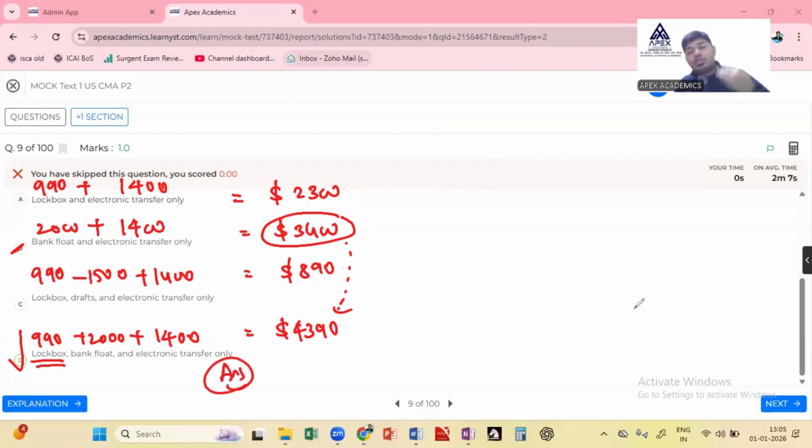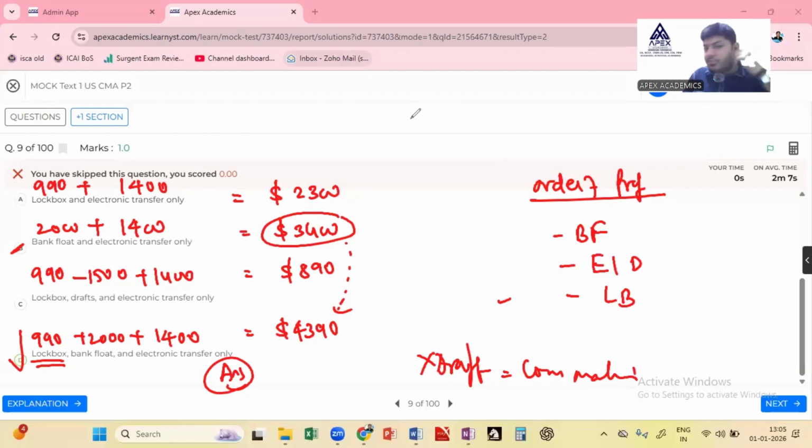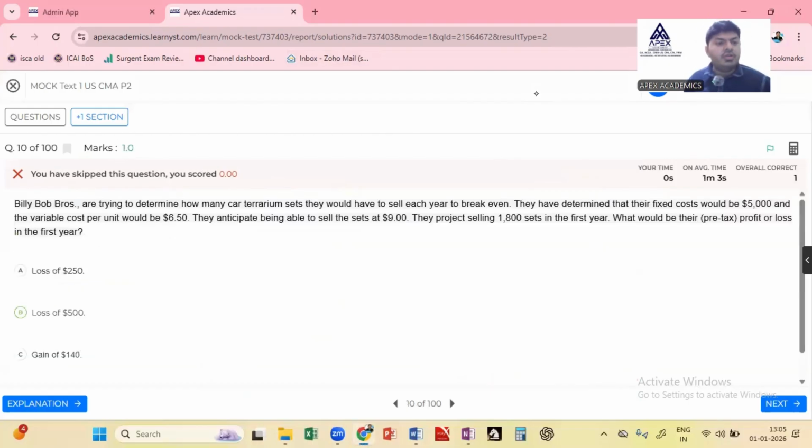They want you to choose the most profitable option. So these three put together is the most profitable option. I hope you are able to understand this particular concept. I am giving you an extra thing. If they ask you order of preference, obviously you will go for bank float first, then you will go for electronic draft, and then you will go for lockbox. Of course, you will not take the draft because draft is loss making. So you have to keep this much in mind. A good question, and these questions are very, very common in your exams. They certainly come for unit number 2.